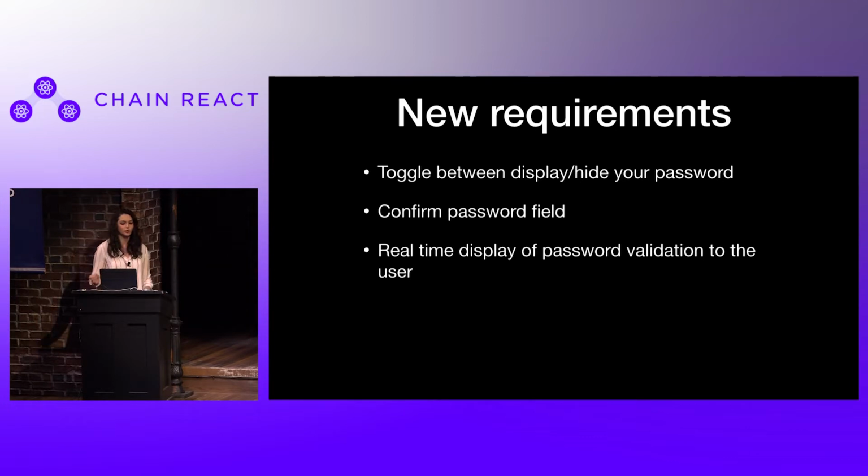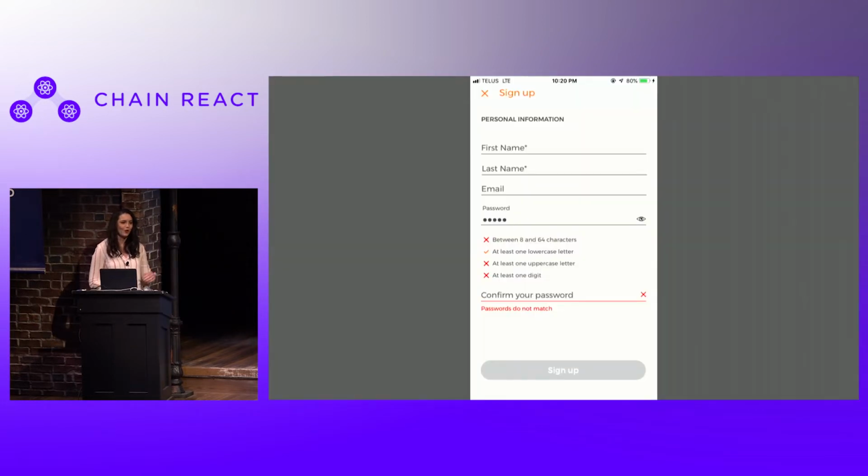Now we want to toggle between displaying and hiding the people's passwords. And we also want a confirmed password field, because these are great, right? And also we want to show in real time the password validation. So, all those complicated rules. We want to show check marks and X's and all that, just to show as you're writing.